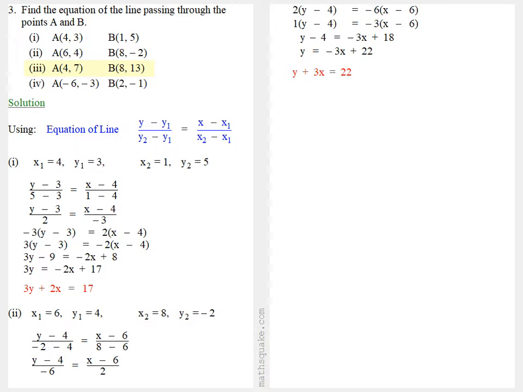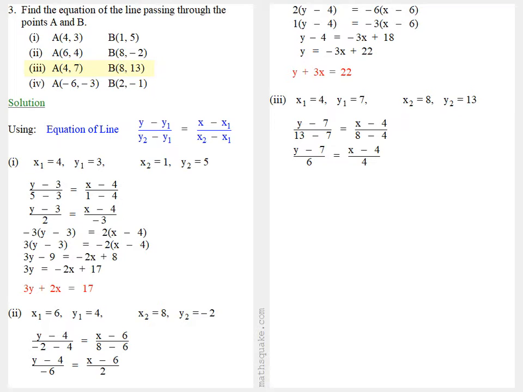In part 3, the points are A (4, 7) and B (8, 13). So we have x1 is 4, y1 is 7, x2 is 8, y2 is 13. Now, substituting in the equation (y minus y1) over (y2 minus y1) equals (x minus x1) over (x2 minus x1), we have (y minus 7) over (13 minus 7) equals (x minus 4) over (8 minus 4). In other words, (y minus 7) over 6 equals (x minus 4) over 4.